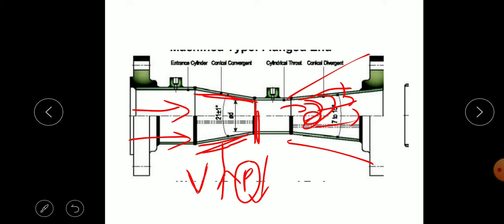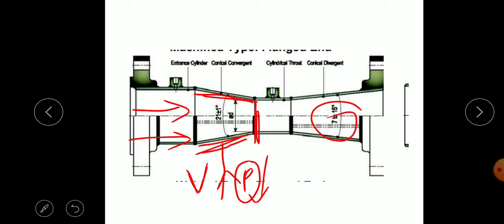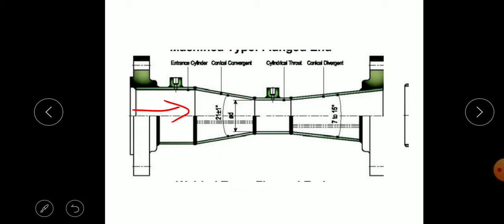For that reason, the diverging section is maintained with a small angle. So these are the four parts: a converging angle up to 22 degrees, larger than the diverging section of 7 to 15 degrees. Now how will this venturimeter measure the flow?